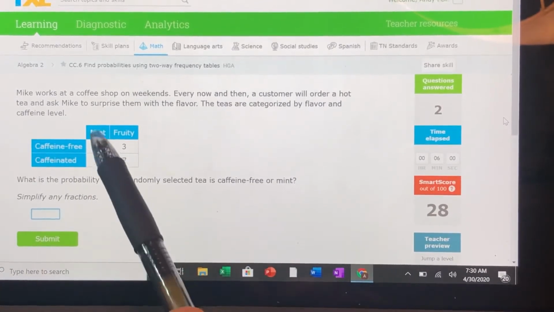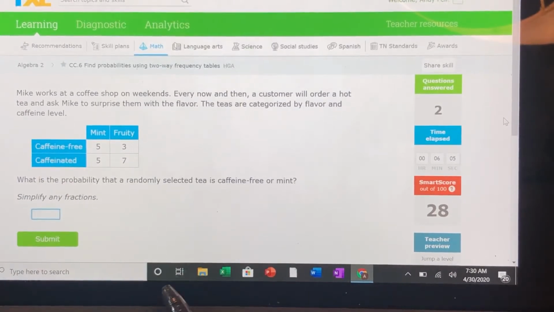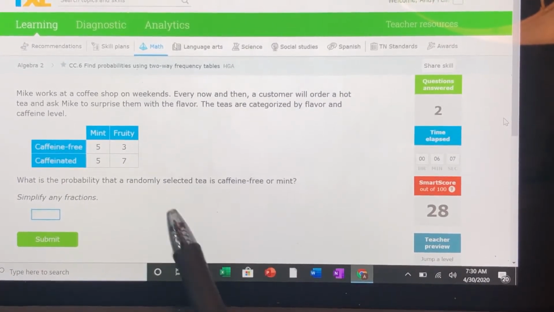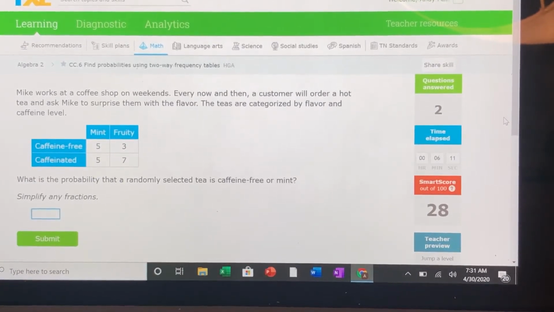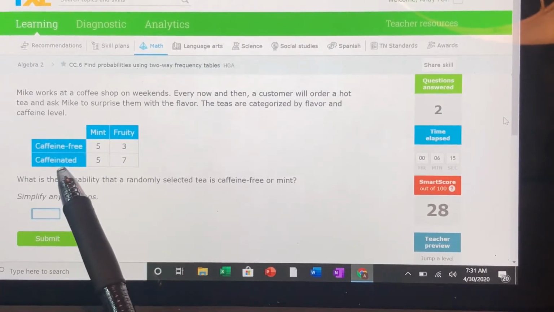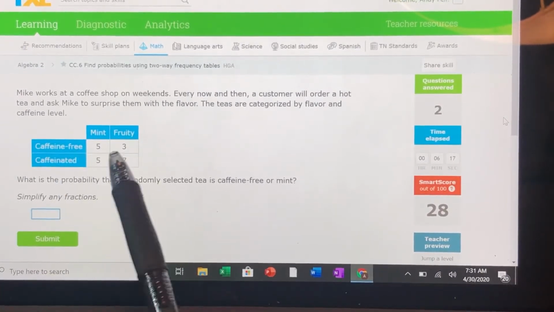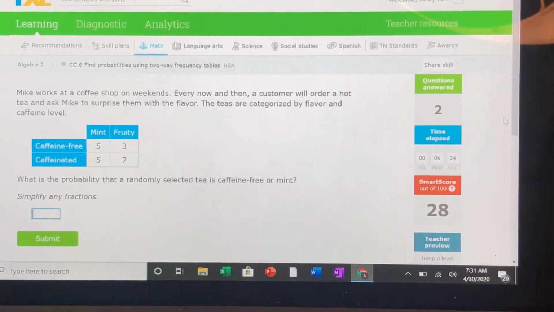What about if they are mint, but it's caffeinated? Are they included in the number of outcomes for the event? Yes, they are, because they are mint. The only ones that are excluded are the ones that are fruity and caffeinated, right? So in this case, you've got this 3 and this 5. As long as they're caffeine-free or mint, they're good to go.